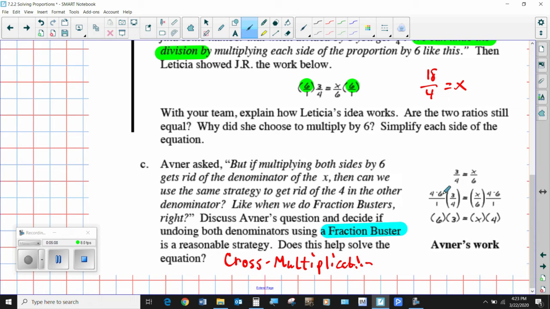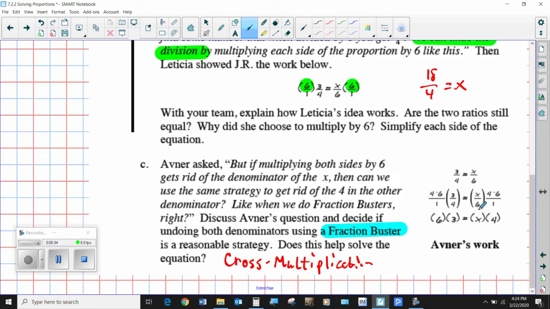Remember when we were doing fraction busters, if you multiply both sides times 4, it'll only cancel out that denominator. If you multiply both sides times 6, it'll get your x alone like it did here, but it'll still leave you with that denominator, which really wasn't too much trouble. But still, if we want to cancel out both of them and rewrite this equation in a way that's more familiar to us, we can multiply each side times the least common multiple of 4 and 6, which is 12.